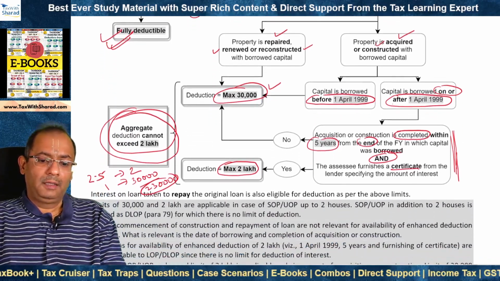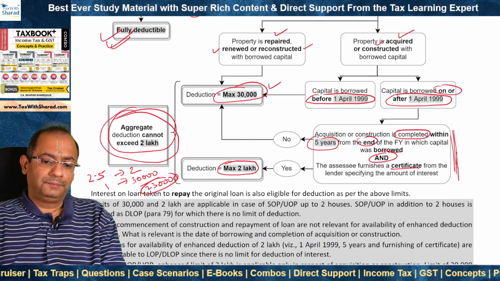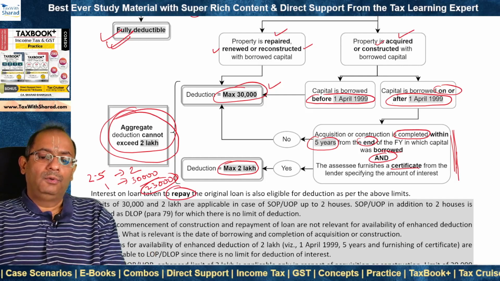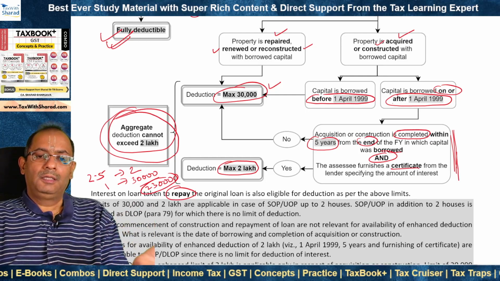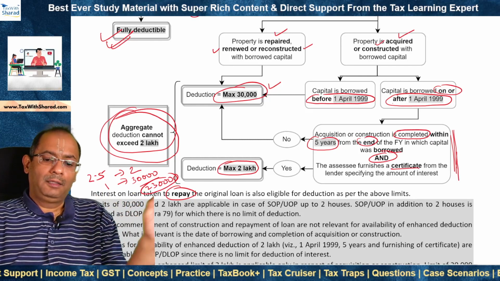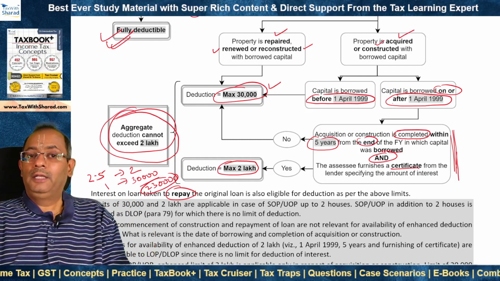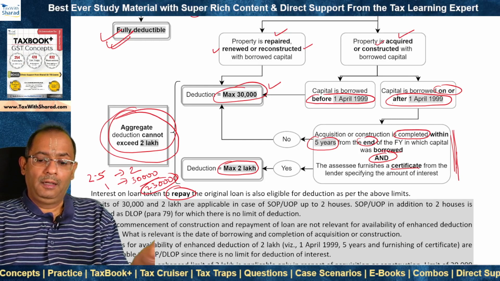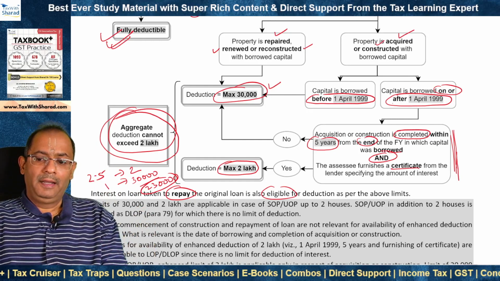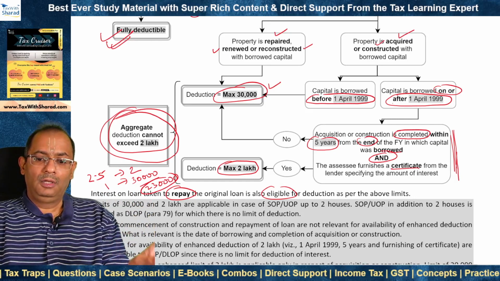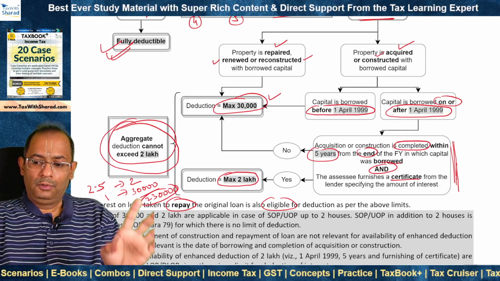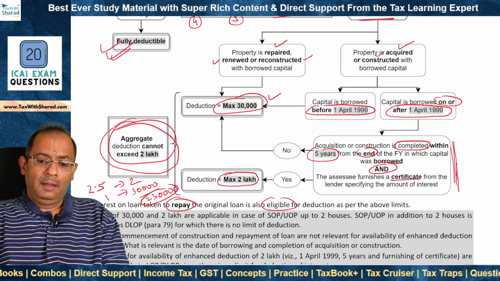Now let's look at certain points. Sometimes there is an original loan, and to repay the original loan, SSE might take another loan and pay interest on that other loan. So interest on that other loan is also eligible for deduction as per these limits, right? In case of LOP, DLOP, there is no limit. And for SOP, UOP, there is a limit of 30,000 or 2 lakh as the case may be.